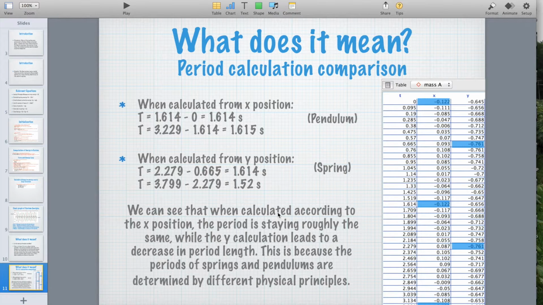Now, this difference is due to the fact that in the x position, the mass is moving as a pendulum, and in the y position, the mass is moving due to spring motion. The periods for these two types of motion are generally calculated using different formulas, and therefore will have slightly different values.